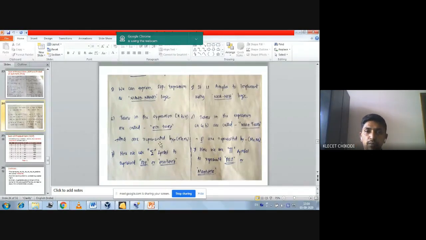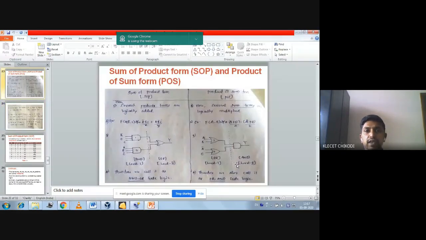Fine. And one more comparison we can make here is, we use the summation symbol for the representation of SOP. You might have used the summation symbol in mathematics. So we use the summation symbol for representing the SOP or min terms. Similarly, here we use the pi symbol for representing the POS or max terms. Okay. These are the comparisons we can make for the SOP and POS.